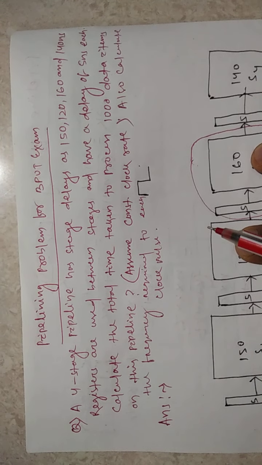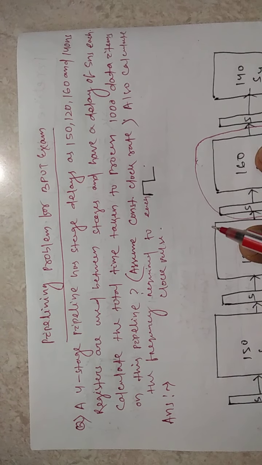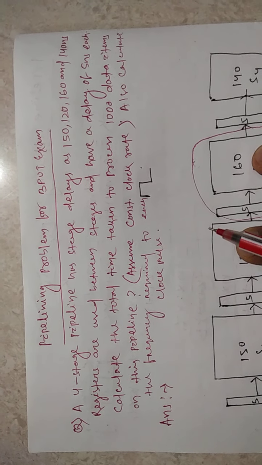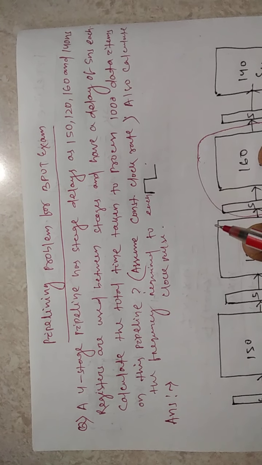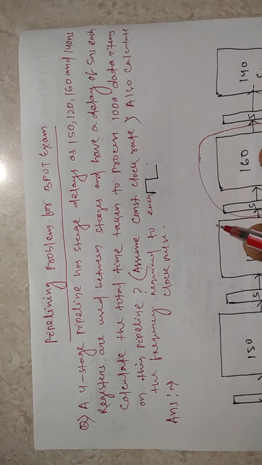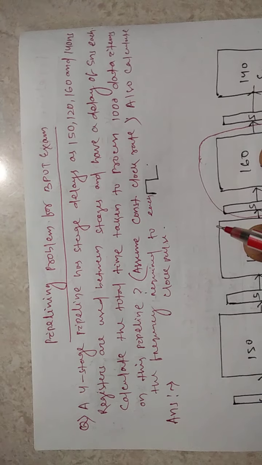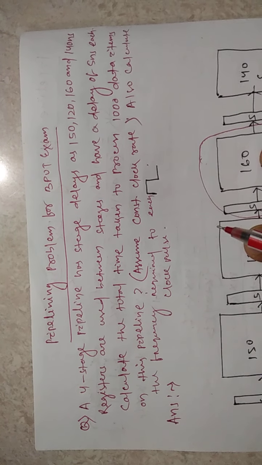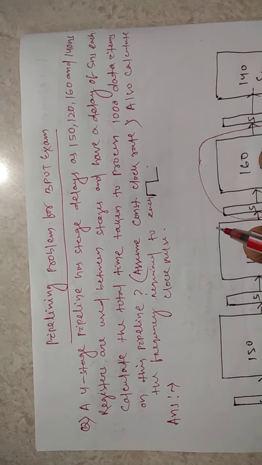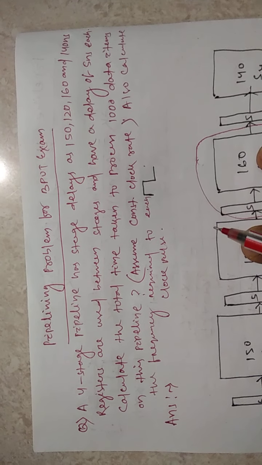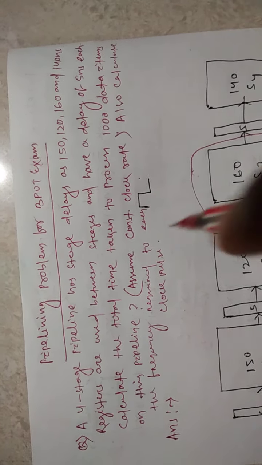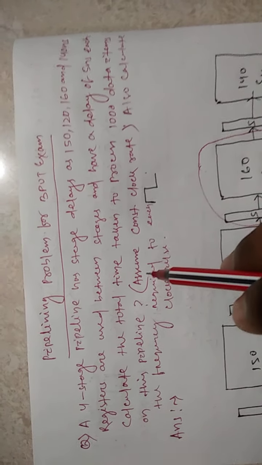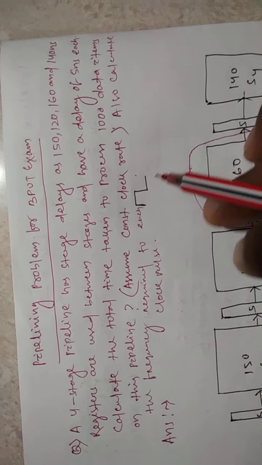Registers are used between stages and have a delay of 5 nanoseconds each. Calculate the total time taken to process 1000 data items on this pipeline, or you can say 1000 instructions on this pipeline, and also calculate the frequency required for each clock pulse. Assume that there is a constant clock rate.